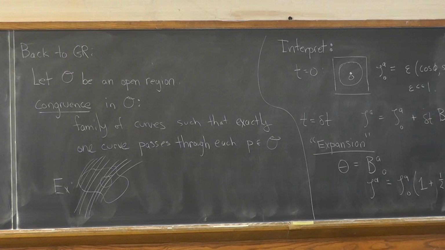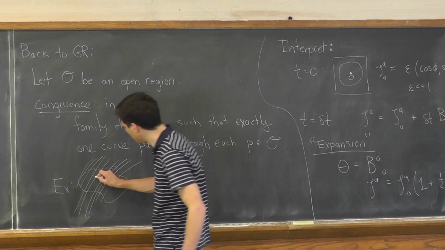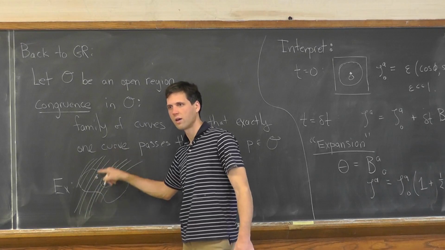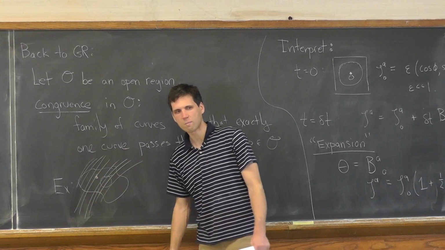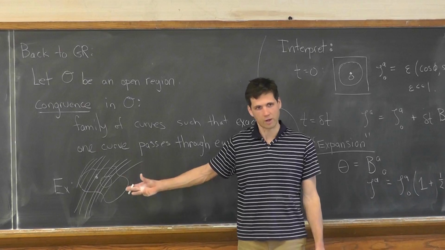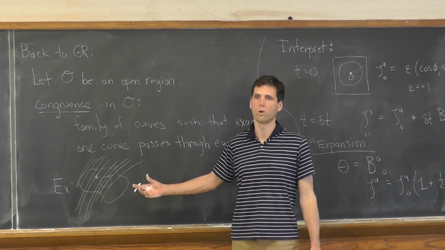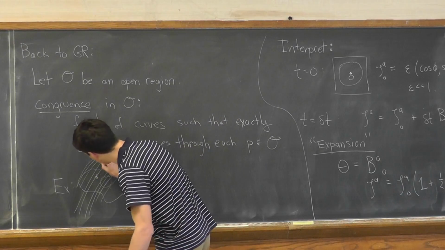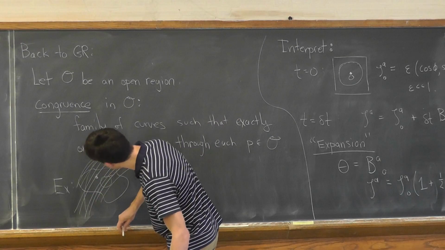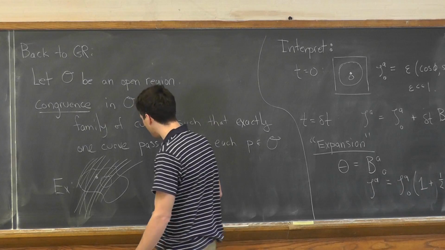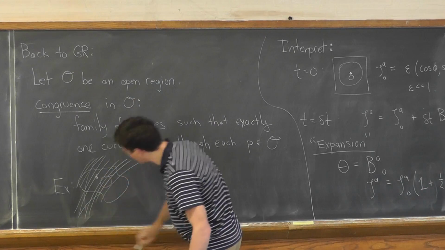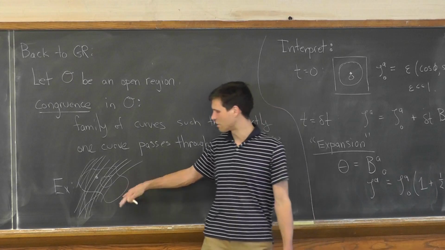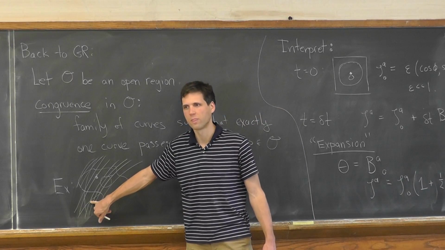At any given point P in the region, there's exactly one curve going through that point. And that means in particular that these curves will never intersect within region O. Now they might intersect outside region O. Anyway, they can intersect outside region O. There. It's still a congruence in O, but it fails to be a congruence in this larger region.